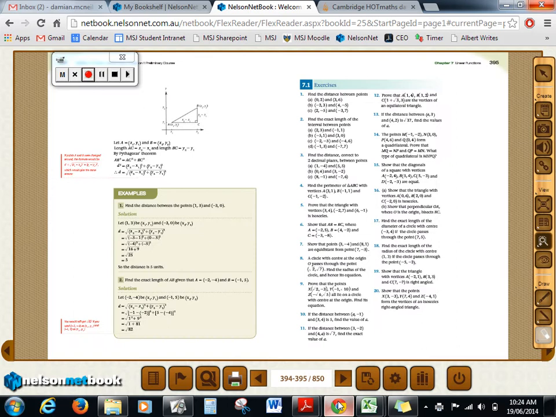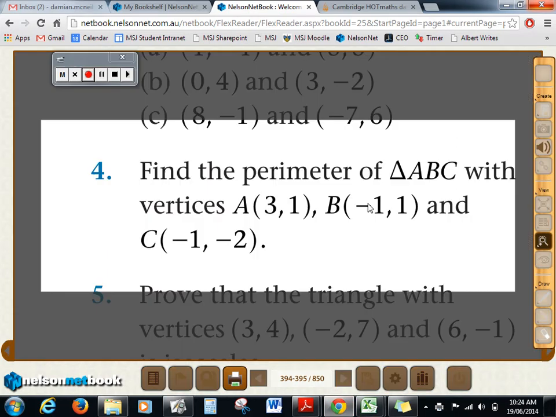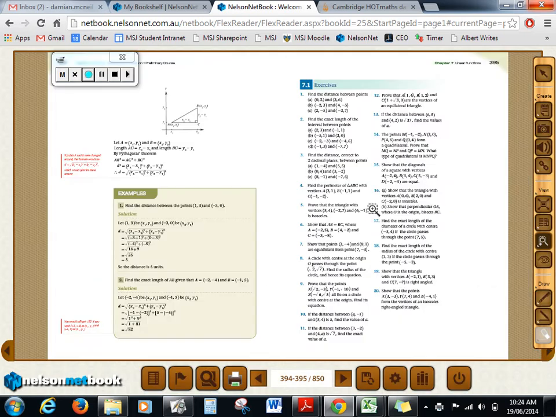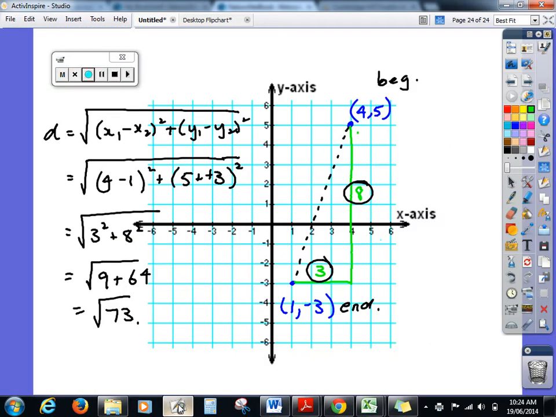The next one is to prove certain things. So the next one is to find the perimeter of a triangle. And when finding the perimeter of a triangle, you will simply find all the lengths of the sides of the triangle and then add them together. So let's have a look at an example of something like that if we were to try and do it. So going back to our diagram here.